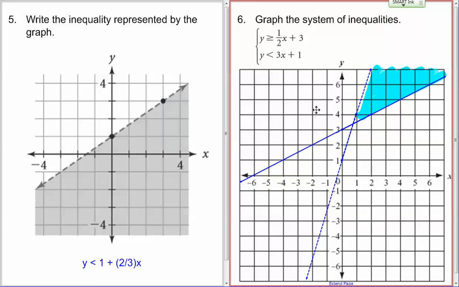All right, my shading. For the top one, (0, 0) does work. 0 is greater than or equal to 3. I'm sorry, (0, 0) does not work for the first one. That's why we're shading above that solid line. And for the second one, (0, 0) does work. 0 is less than 1, so we're shading to the right of it. Okay, so above the solid line and to the right of the dashed line is this portion right here.